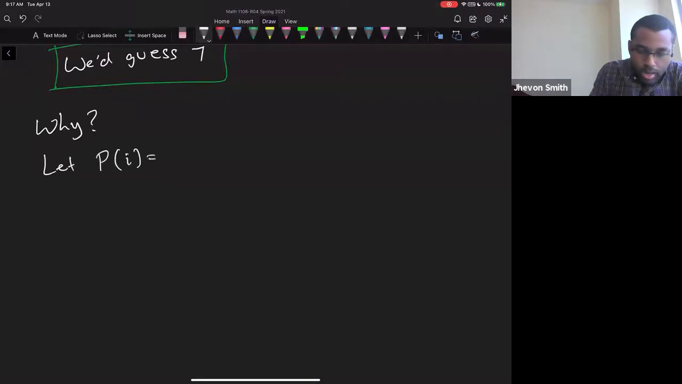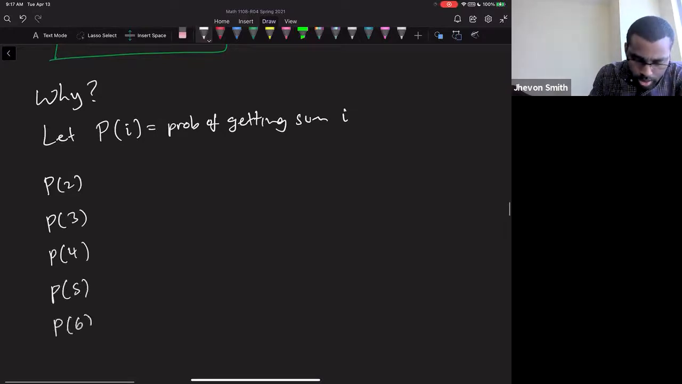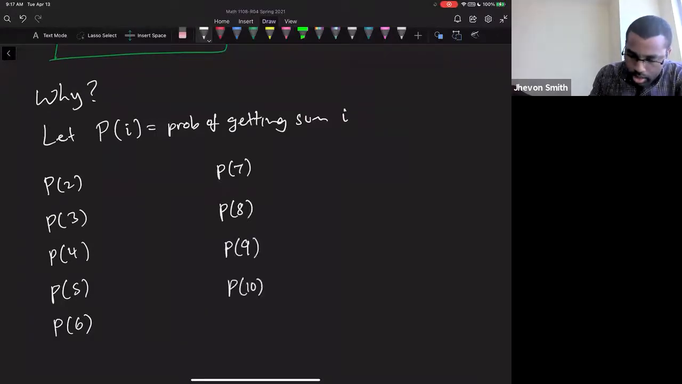So let P of I equal the probability of getting some I. Notice here, the possibilities are 2, 3, 4, 5, 6, 7, 8, 9, 10, 11, 12. These are all the possible sums that we can get if you look in the table.